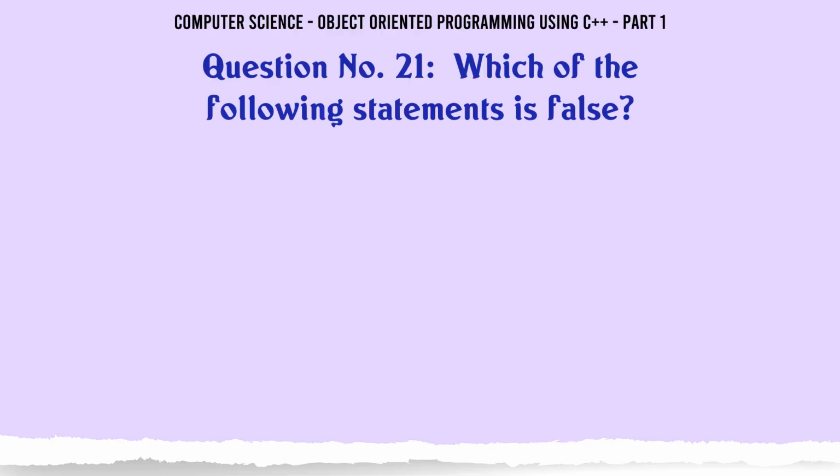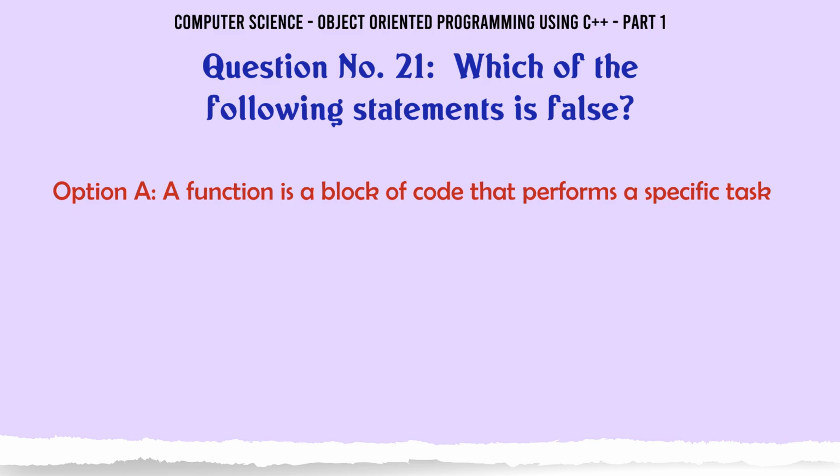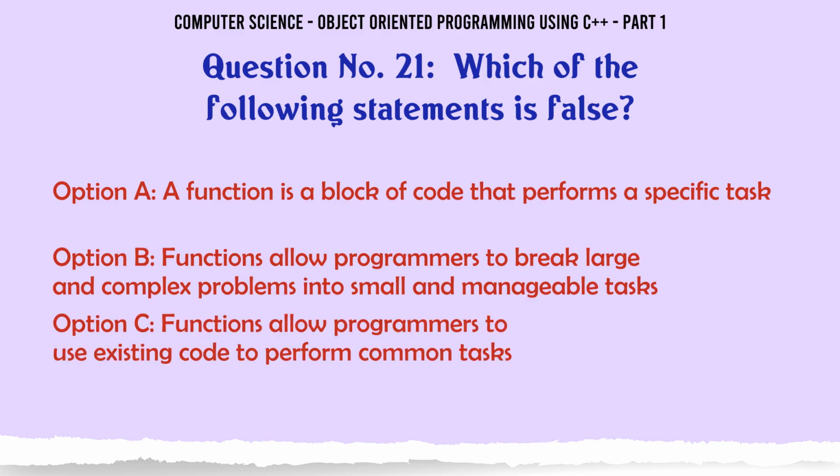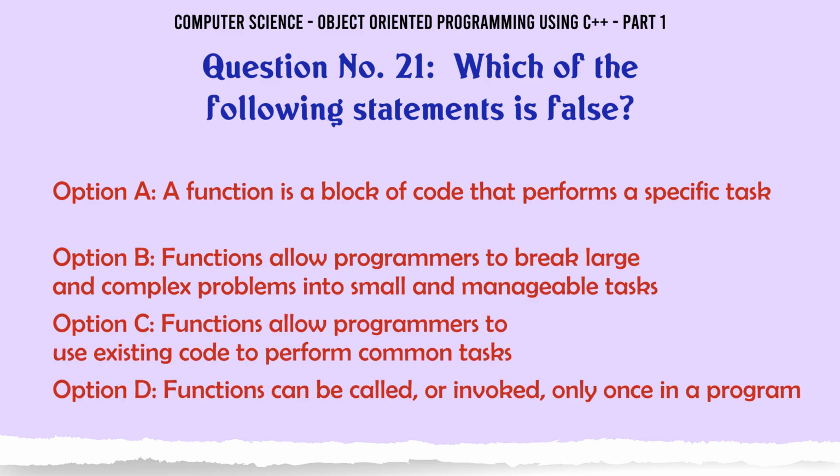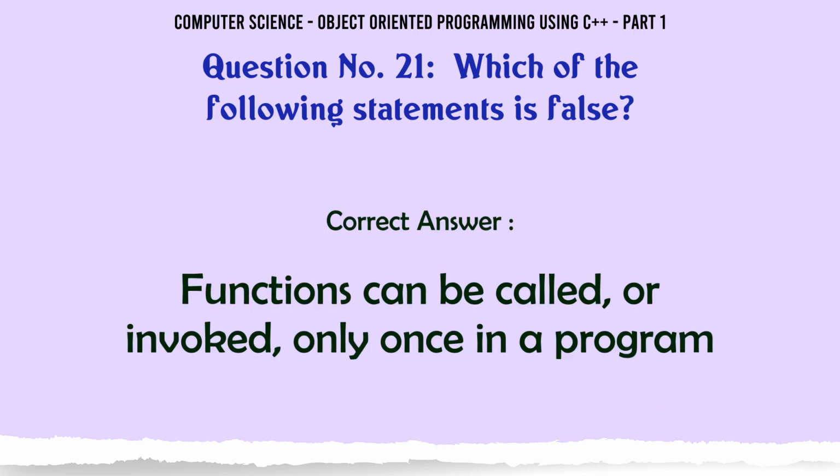Which of the following statements is false? A. A function is a block of code that performs a specific task. B. Functions allow programmers to break large and complex problems into small and manageable tasks. C. Functions allow programmers to use existing code to perform common tasks. D. Functions can be called or invoked only once in a program. The correct answer is functions can be called or invoked only once in a program.